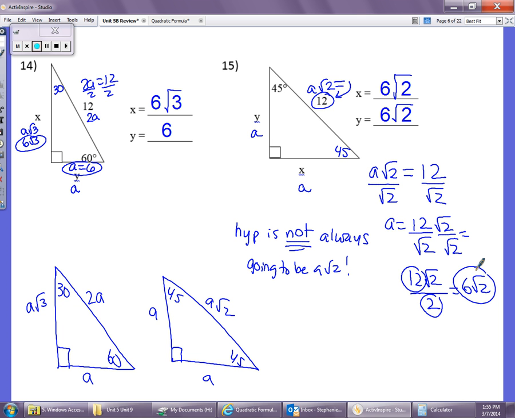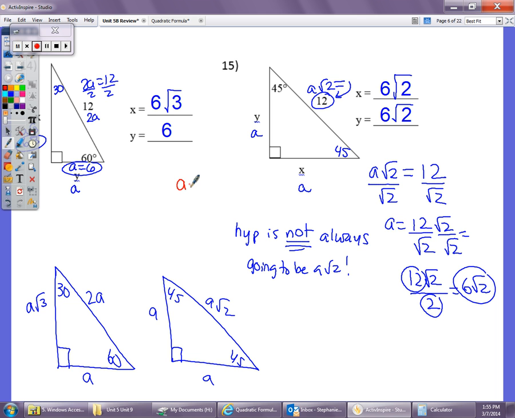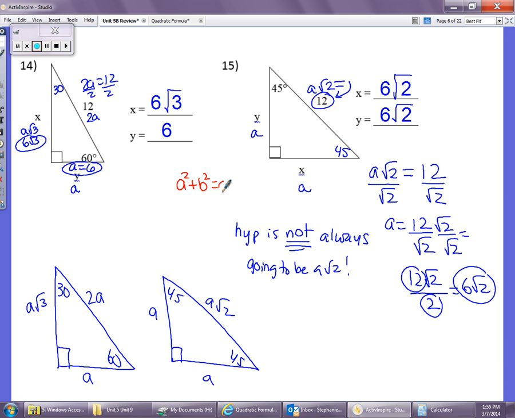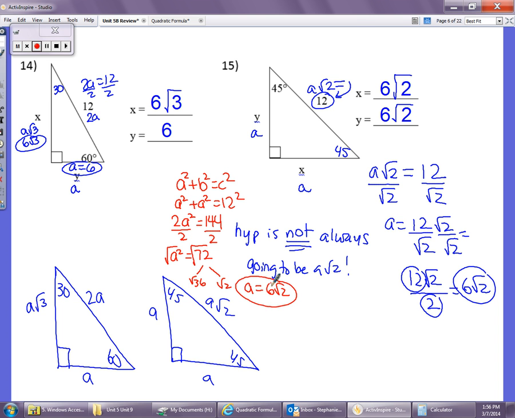Now, if that's too hard for you to remember, you can always do Pythagorean theorem as well. So you would have a squared plus b squared equals c squared, and it winds up being a squared plus a squared equals 12 squared. So 2a squared equals 144, divide by 2. A squared equals 72. Take the square root. Then you have to break that down into two factors. So that becomes 36 and 2, and a becomes 6 radical 2 another way.